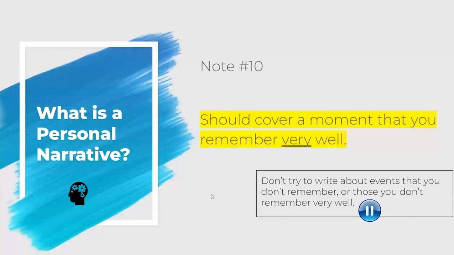And you should also think, when picking your personal narrative topic, that it should cover a moment that you remember very well. Don't try to write about events that you don't remember very well. For example, I've had students try to write stories from when they're age 2, 3, or 4, and what they end up just doing is telling a story secondhand. They're telling a story that maybe their parents or guardians told them, and they don't actually really remember the details of that. Your personal narrative is more than likely going to need to be something that happened to you fairly recently, so that you remember those little details from this story.